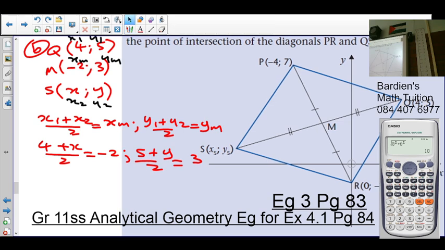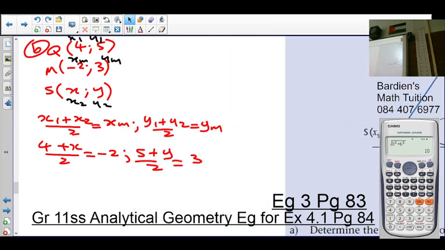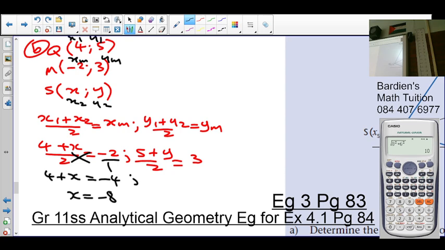Let's take this out there. So what do we do now? Cross multiply. There's another way to do it that you can pick up in the extended lesson video. So 4 plus x times 1 is going to give you 4 plus x equals 2 times negative 2, which is negative 4. So x is negative 8. This is naturally over 1, we cross multiply. 5 plus y times 1 is 5 plus y. 2 times 3 is 6. So y is equal to?